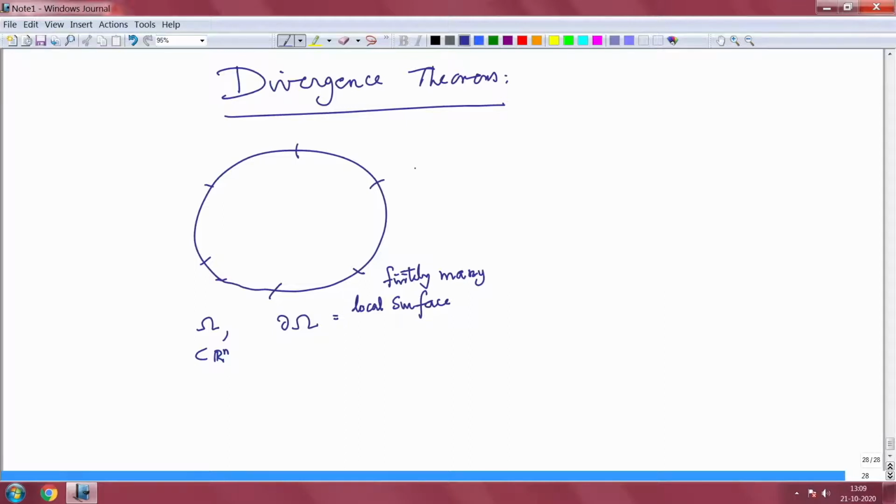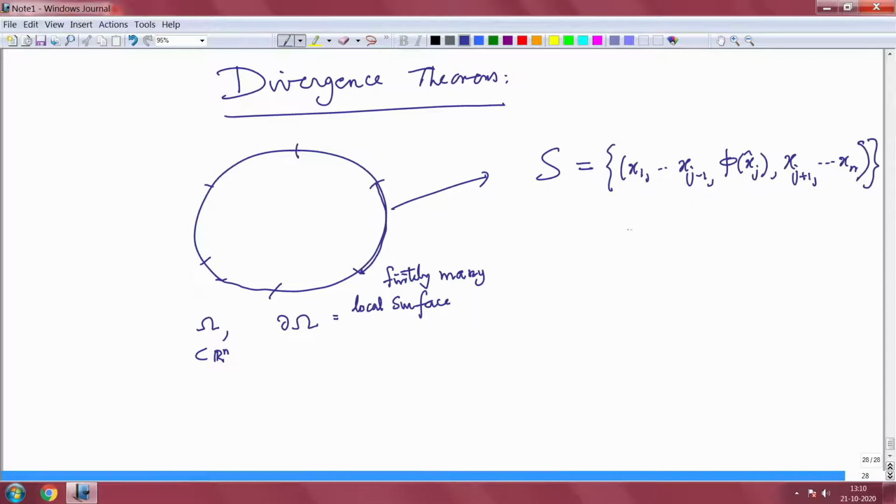So each piece looks like a surface of this form, given by a graph. That is your advantage. Globally you cannot write it, even for a circle, but locally you can write it that way. S is of the form: for some x1 etc. up to x_{j-1}, then you will have a map from a lower dimensional space x_ĵ into x_{j+1} etc. up to x_n, where x_ĵ is in some n minus 1 dimensional space Ω_ĵ, and φ is a mapping from Ω_ĵ to R.